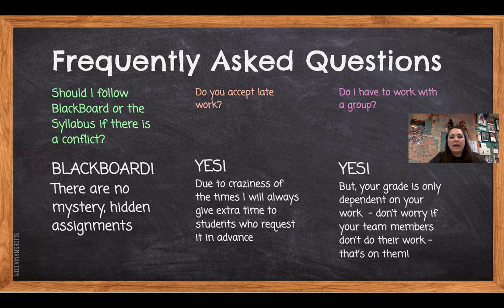A couple frequently asked questions about the course: should I follow Blackboard or the syllabus if there's a conflict? If there's a conflict, follow Blackboard. The syllabus is my big picture plan, but sometimes I make changes based on the class, right? So if the class is doing better in one area or needs a little more support, I will modify assignments to make it more approachable to the students in the class. So you should follow Blackboard. There are no missing assignments. There are no hidden assignments.